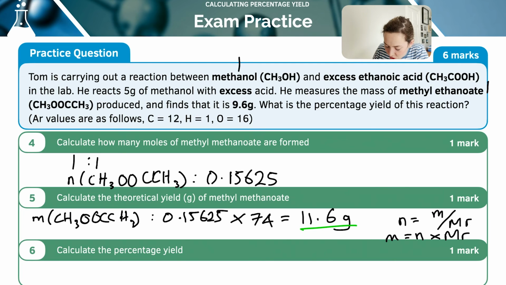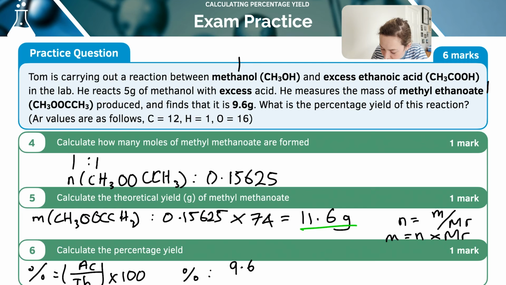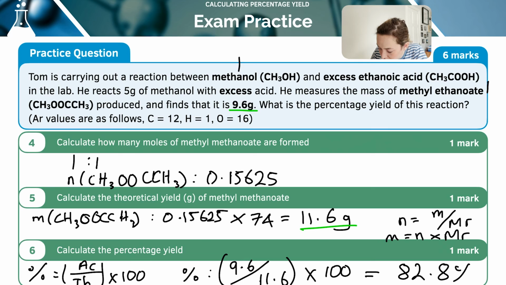Finally, I'm going to work out my percentage yield. So my percentage yield is going to be actual divided by theoretical times 100. So my percentage yield is going to be my actual yield, and it's 9.6, it's given to me in the question, divided by my theoretical, what I would expect if it fully reacted, that I've just worked out, times 100. And that gives me an answer of 82.8%. There we go.